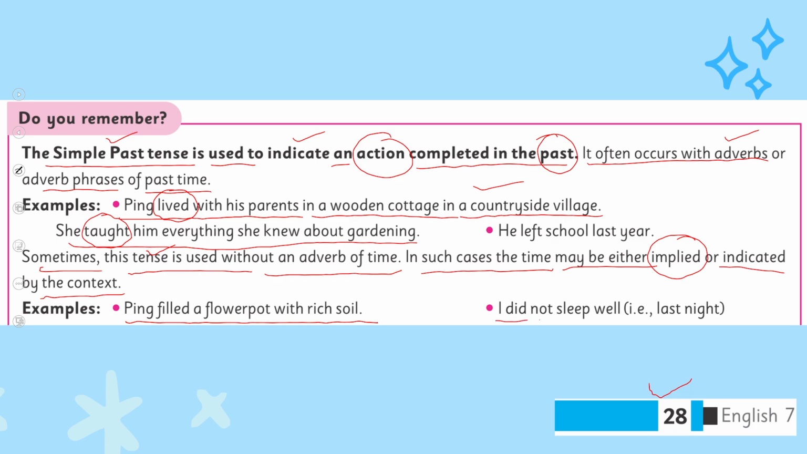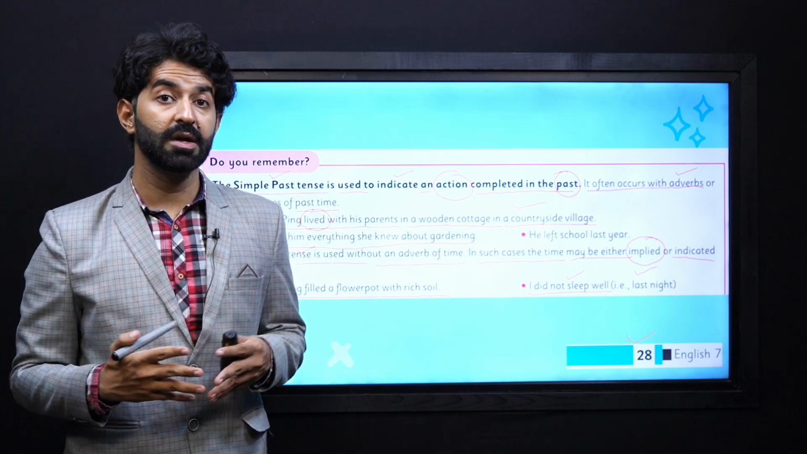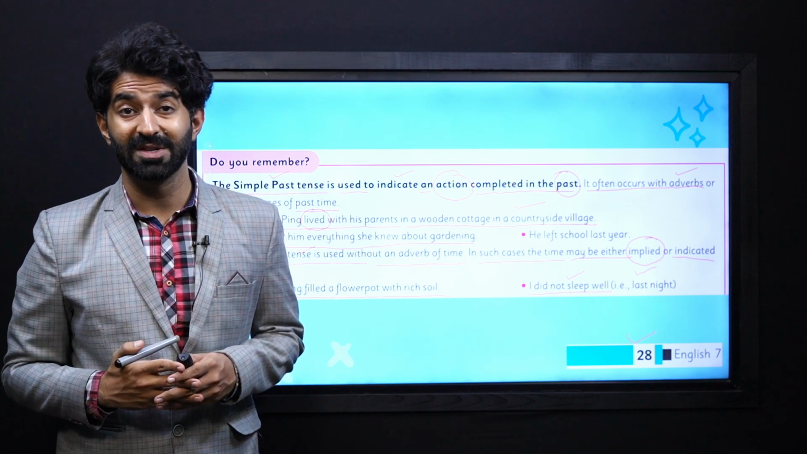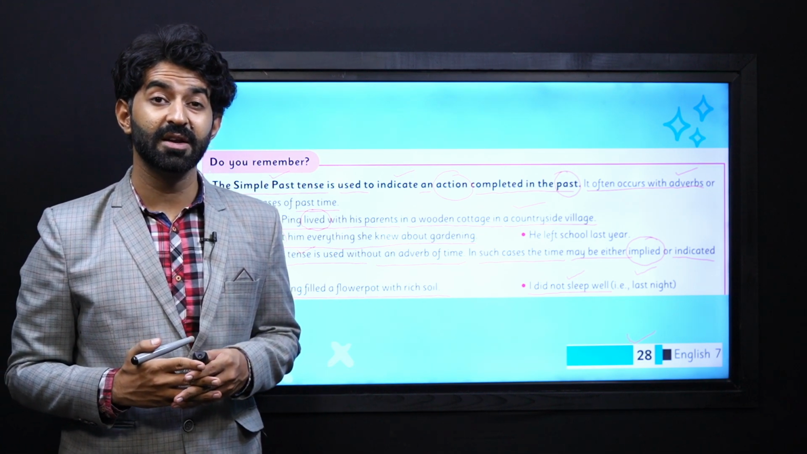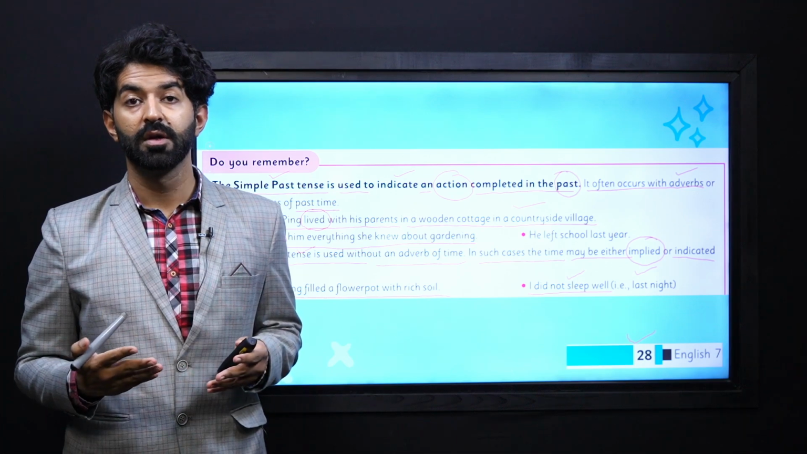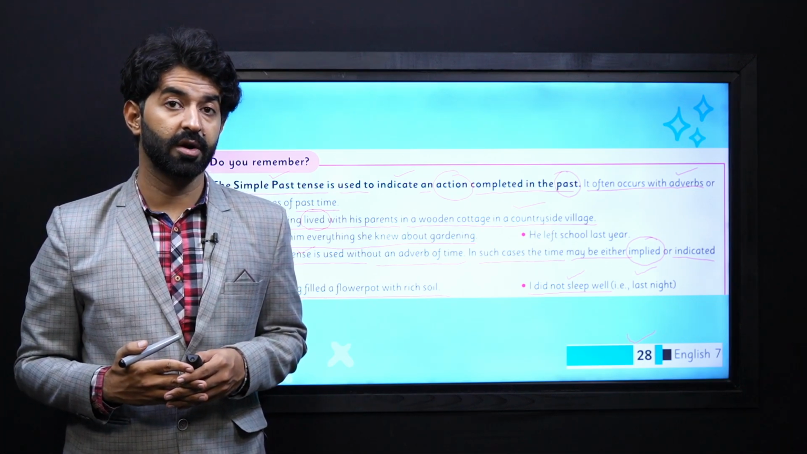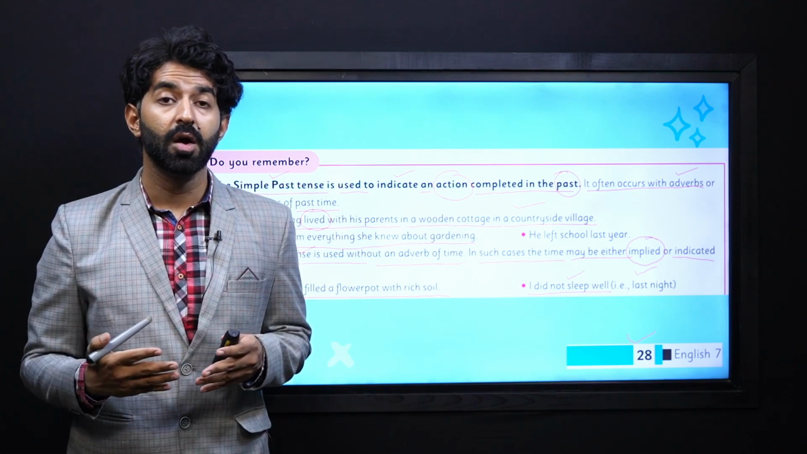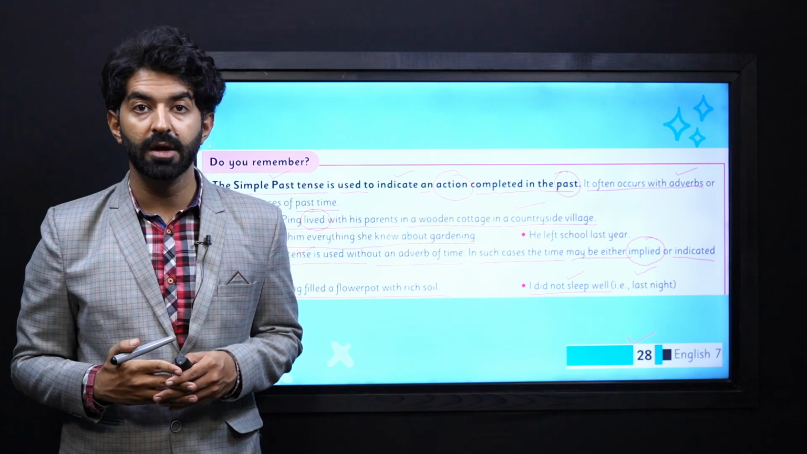Next one is, I did not sleep well. So, this is a past tense sentence, but no adverb, no time is given because it is understood that the speaker or the writer is talking about last night, which is implied. It can be easily understood. So, past simple tenses, when we are using them in our sentences, they are coming with adverb or adverb phrases, and also sometimes there are no adverb or adverb phrases, but the meaning and the time is implied in the sentences.